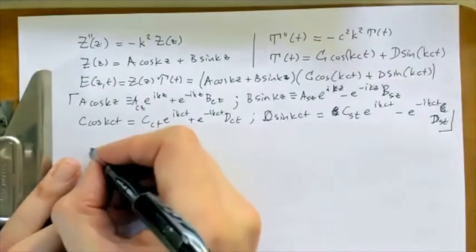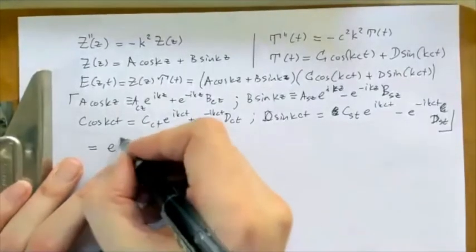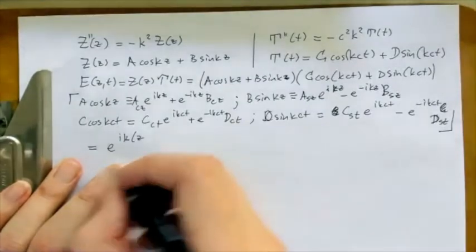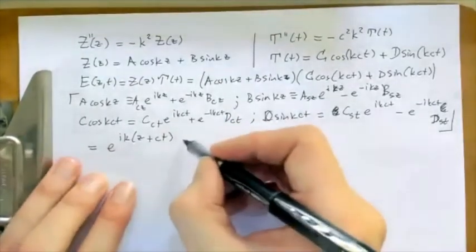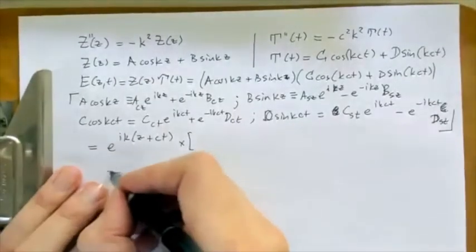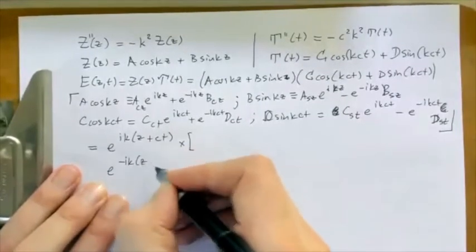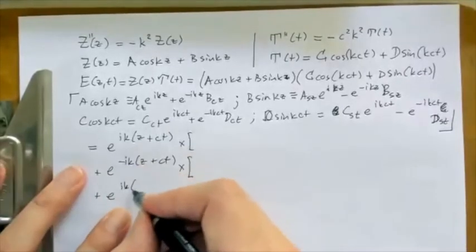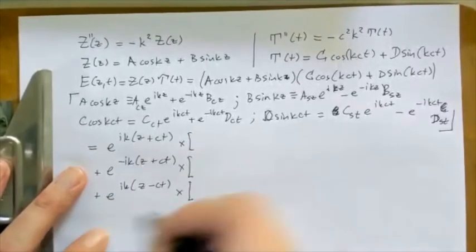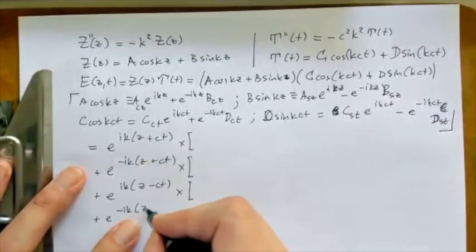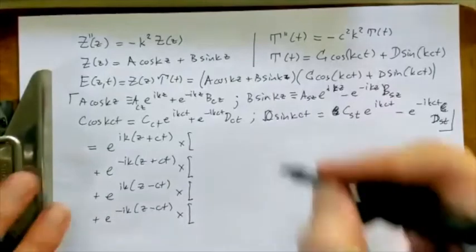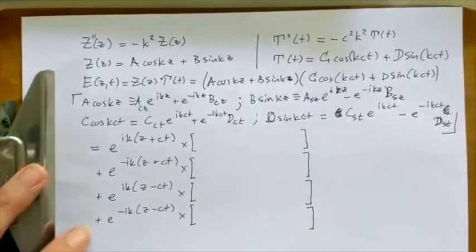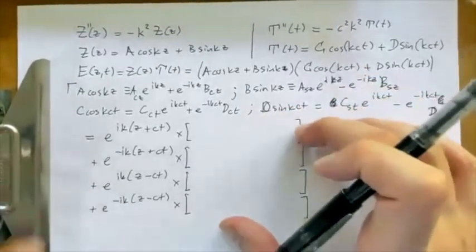So with these assumptions, we'll get our E field is equal to, all right, here we go. First e to the power i k, z plus ct, times a bunch of factors, and we'll fill those in. And then e to the power minus i k, z plus ct, times a bunch of factors, plus e to the power i k, z minus ct, times a bunch of factors, plus e to the power minus i k, z minus ct, times a bunch of factors. So this is just going to be a function of these prefactors, the a's and b's and c's and d's. This looks a little bit baroque, but I hope that you see the following pattern.